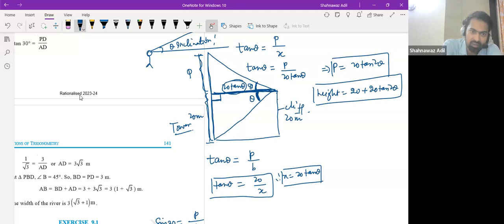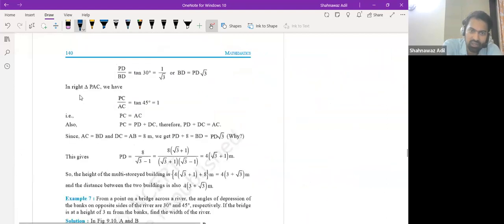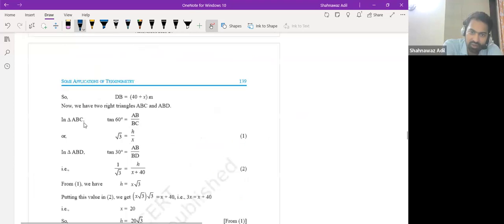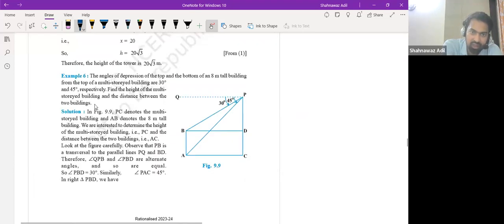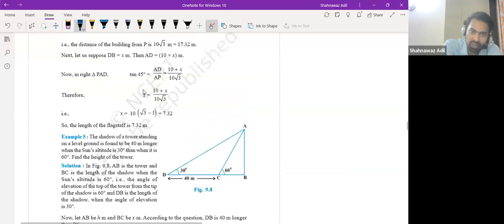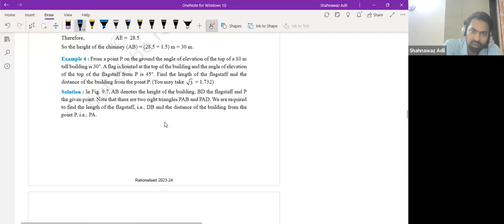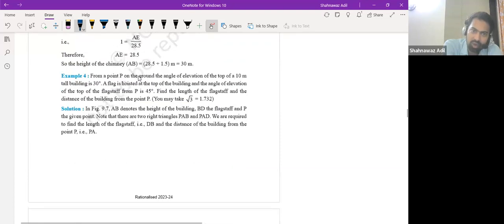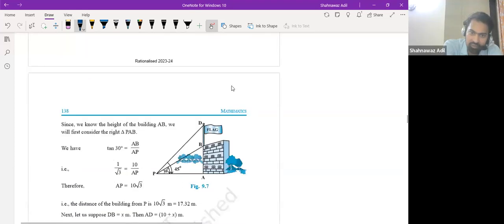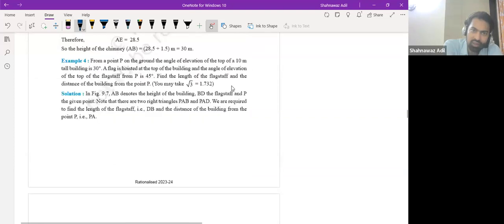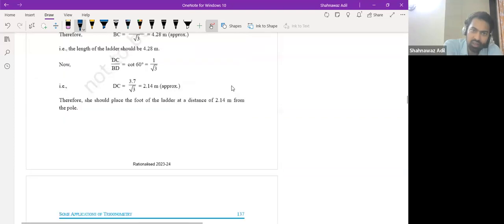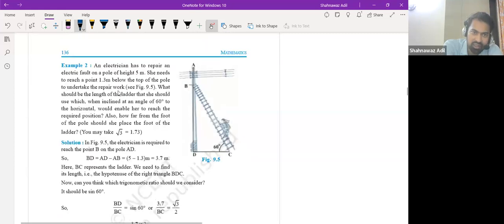Then let's see. There is a question like this itself. One question which is: from a point on the ground, the angle of elevation to the top of a 10 meters tall tower, right? And these are the questions where they give the angles. They always give the angle.